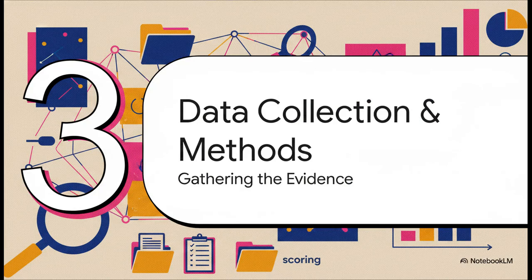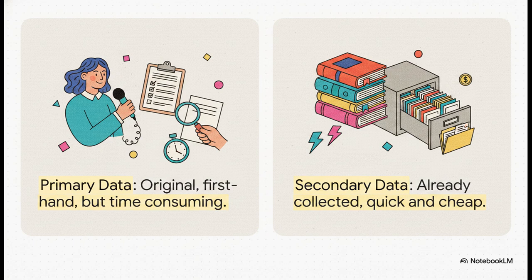Section 3, Data Collection and Methods, Gathering the Evidence. So now that we have our people, we need to gather the evidence. This is a major scoring area for the paper. The fundamental split here is between primary and secondary data. Primary data is your original, first-hand evidence.